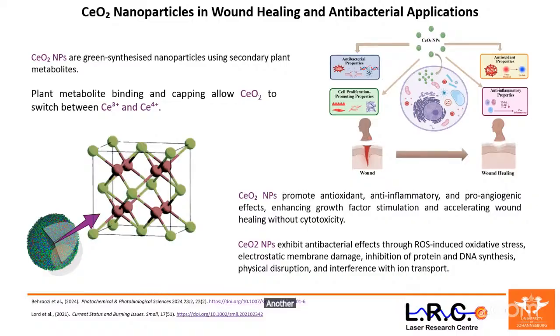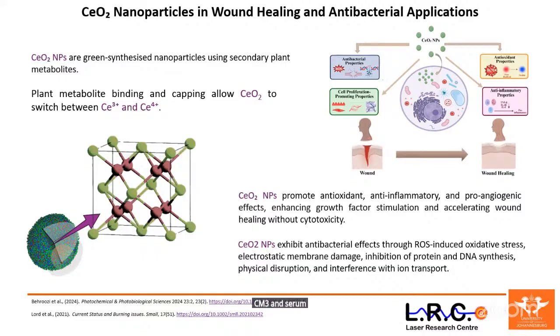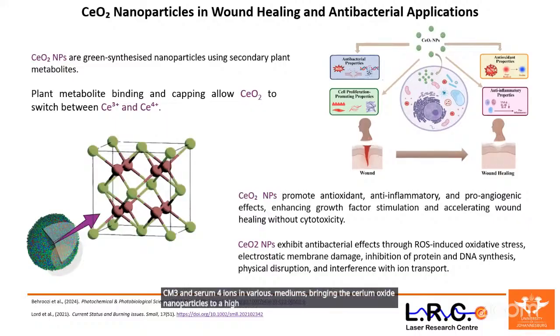Another thing is that when used with secondary metabolites in green synthesis, which is an approach that we're looking at, it has the ability to shift between its cerium 3 and cerium 4 ions in various mediums, bringing the cerium oxide nanoparticles to a high or enhanced stability.